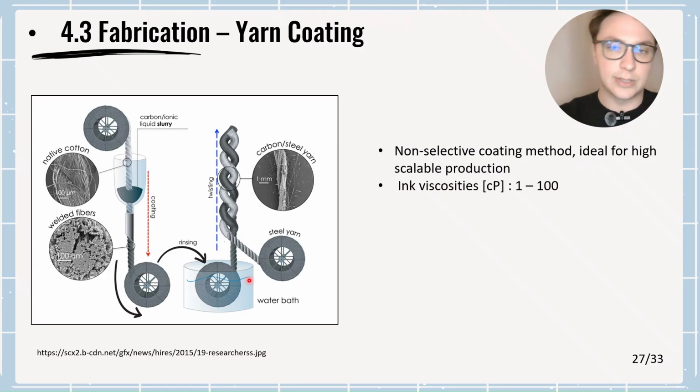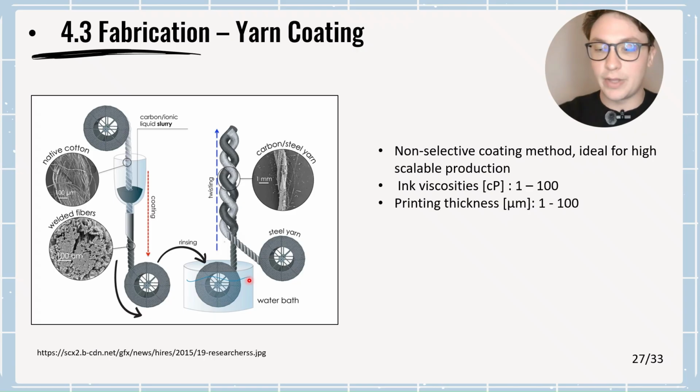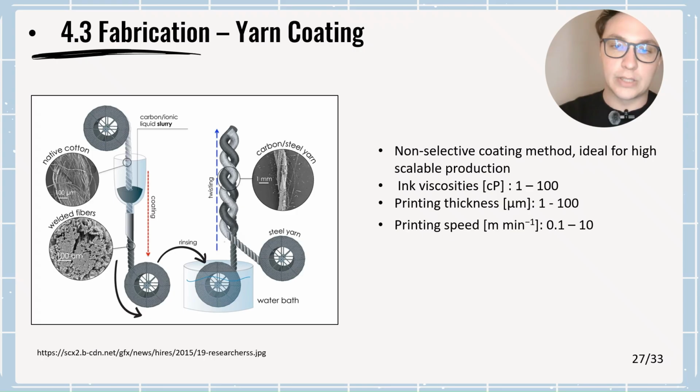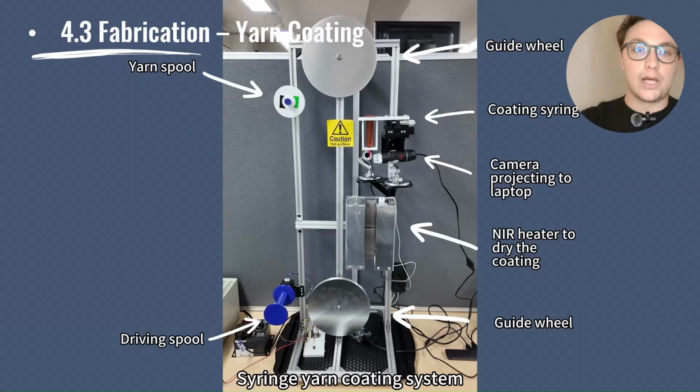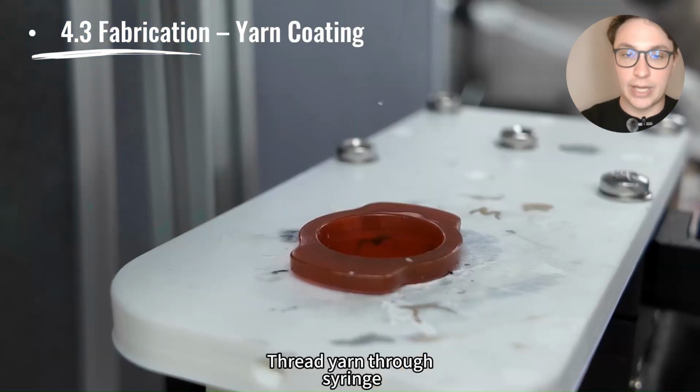The viscosity is pretty low. The thickness we can achieve is up to 100 micrometer, of course related to the gap between the yarn and the nozzle. So the speed is pretty slow, I would say. The resolution is not available, as I said, it's not selective at all, but it is very scalable. And of course, I've reported here again a nice video.